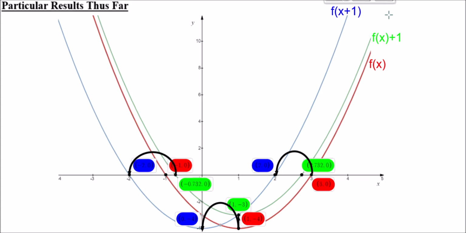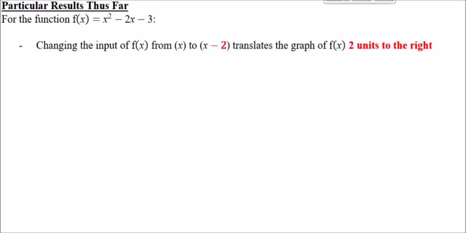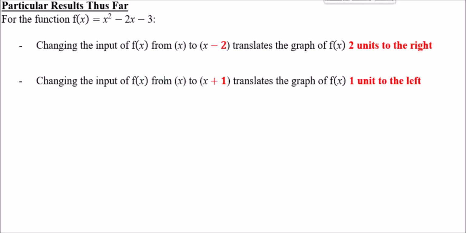However, we can use our intuition to generalize it for when we're not just adding 1 or adding 5 or subtracting 2. What is it for just any general change in the original function f of x, if we're adding or subtracting a constant? So for our function, f of x equals x squared minus 2x minus 3, when we change the input of f of x from x to x minus 2, that translated the graph of f of x 2 units to the right. And so that minus 2 inside the brackets worked as a plus 2 for the x. Changing the input of f of x from x to x plus 1, when we looked at that, that plus 1 worked as a minus 1 in terms of the x coordinates got shifted 1 to the left.